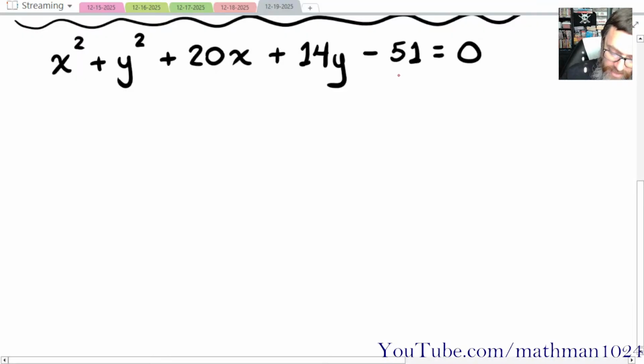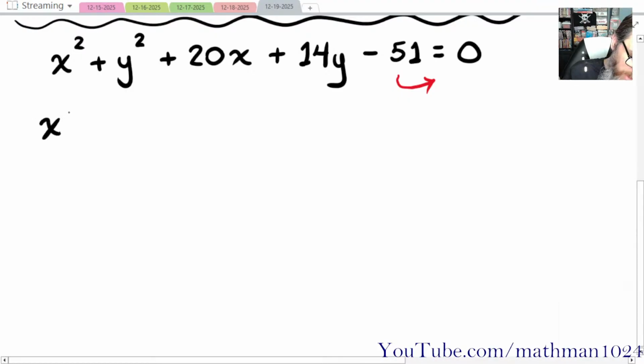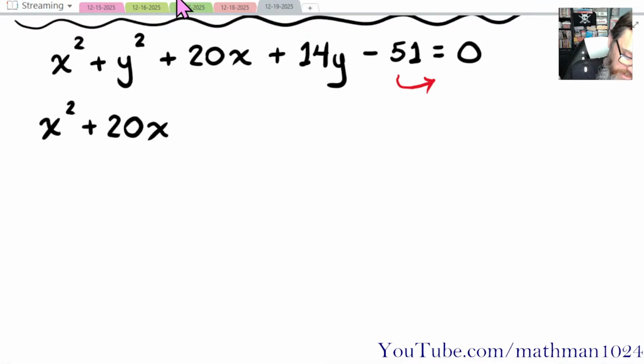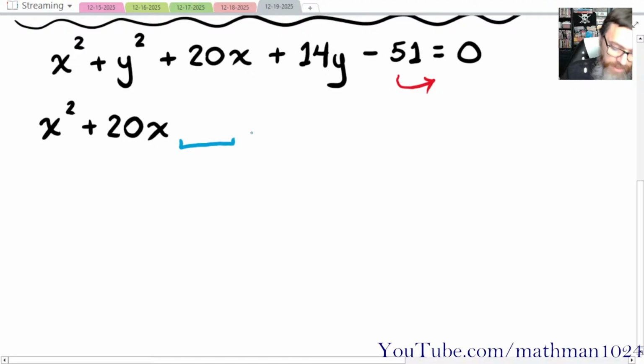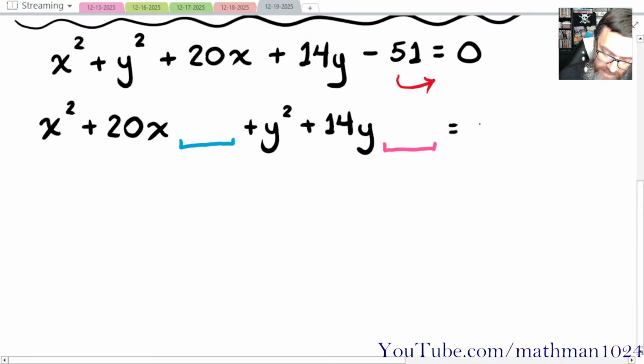So just like above, we're going to move the 51 to the other side, and we're going to rearrange our variable terms. So we'll have x squared plus 20x, leave some space, and then we have plus y squared plus 14y, and again, leave some space, and on the right side of the equation, we have a positive 51. All right, start there.